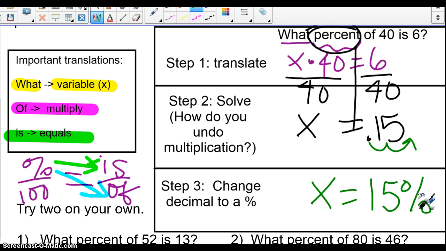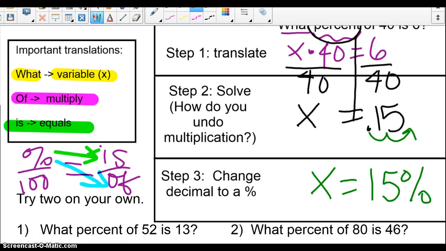Okay, so I would like you to try 2 on your own. If you look down a little bit further, here they are. It says what percent of 52 is 13 and what percent of 80 is 46. So what I want you to do is push pause, and I want you to try these on your note sheet and come up with what that's going to look like, and then come back and check to make sure that you did it right.